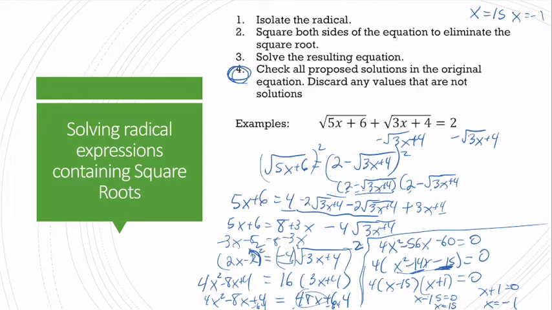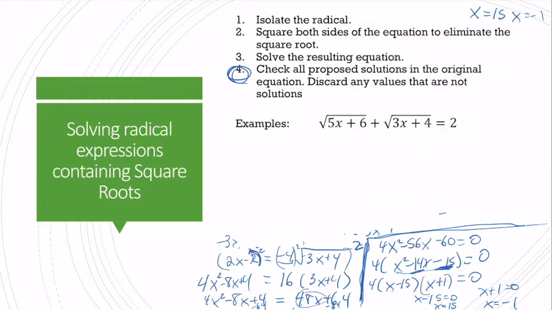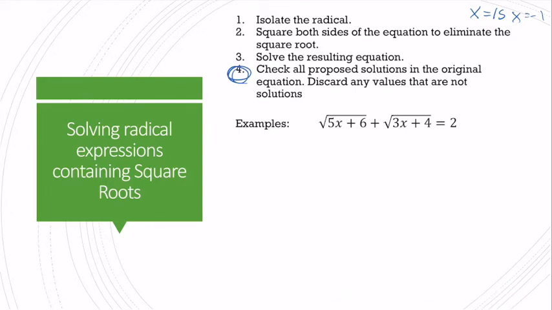If you are not finished copying these notes, this would be a great time to pause. Make sure you didn't miss a step. But I'm going to go ahead and make us a little more room so that I can complete step 4 properly. So next I'm checking my solutions. So I have x equals 15 and x equals negative 1.